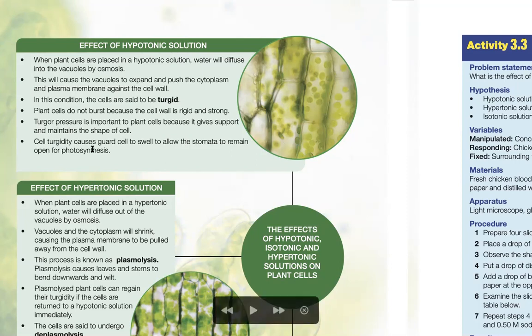So cell turgidity cause the guard cell to swell and allow stomata to remain open for photosynthesis. So maksudnya bila dia turgid, kita namakan sebagai cell turgidity lah. So apa yang bagus? So bila dia ada cell turgidity, stomata akan terbuka. So senang dia nak buat proses fotosintesis.